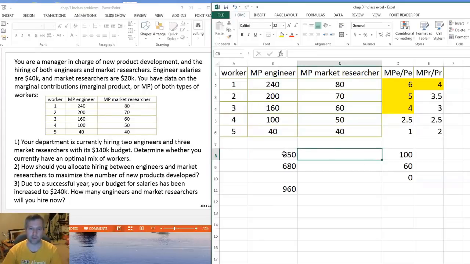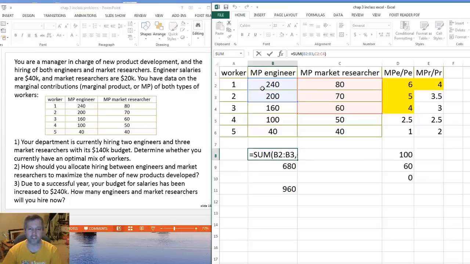But if I think about how much output I'm producing, with my 2 engineers, I'll add up their output. So engineer number 1 adds 240 units of output. Engineer number 2 adds 200 units of output. Researcher number 1 adds 80. Researcher number 2 adds 70, etc. So I can add all of these marginal products up to figure out how much output is being produced. And when I do that, my 2 engineer, 3 researcher combination generates 650 units of output. And I spend $140,000 on their salaries.